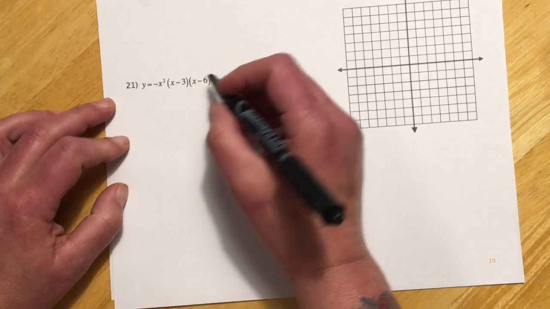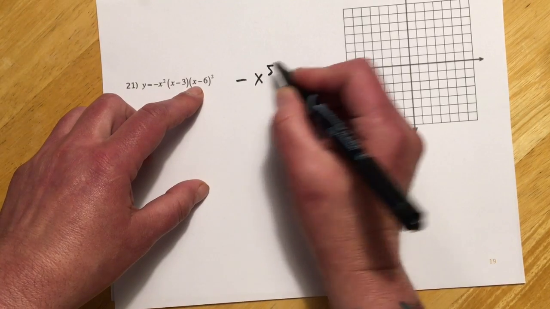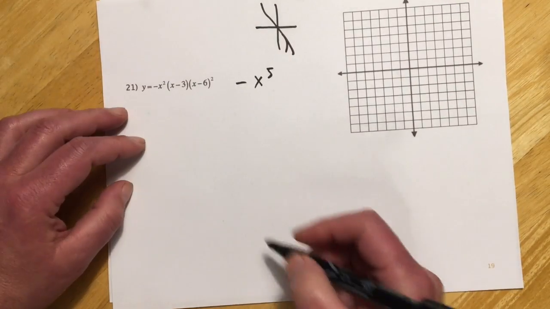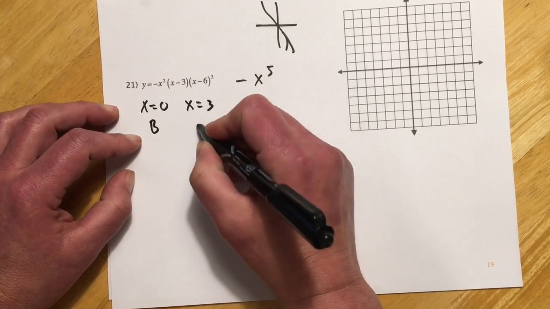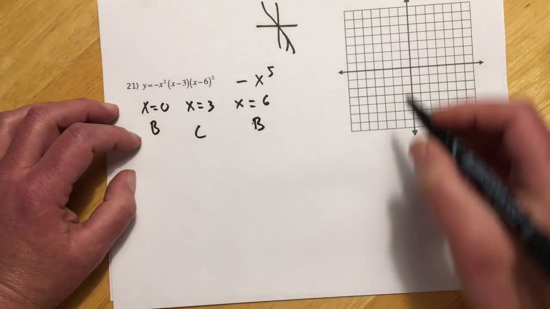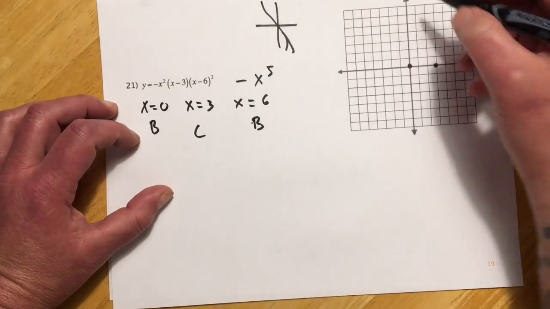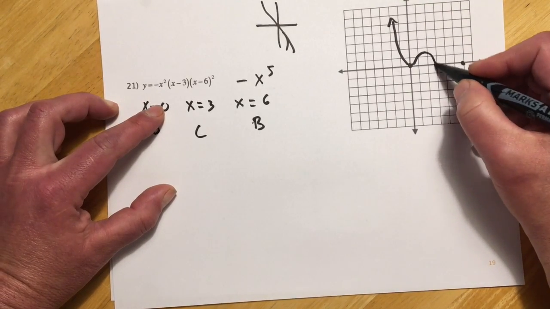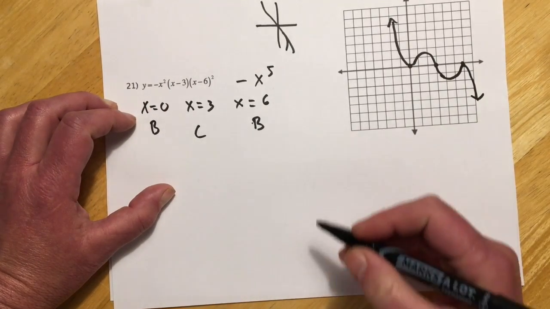This one's similar. So we have a negative and 1, 2, 3, 4, 5 x's, so this is negative odd. It should end up looking kind of like that. The x out front is x equals 0, and that's a bounce. We have x equals 3, that one's a cross, and x equals 6, and that one is a bounce. So 0, 3, and 6. This one's going to come in from the top, bounce off of 0, and then cross on the 3 and bounce off of the 6. And that would be that.